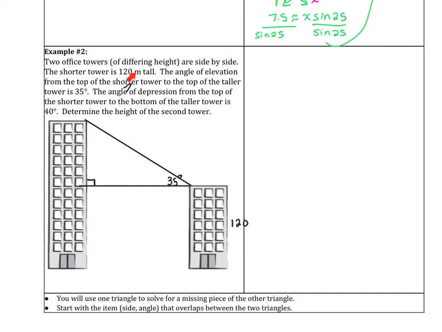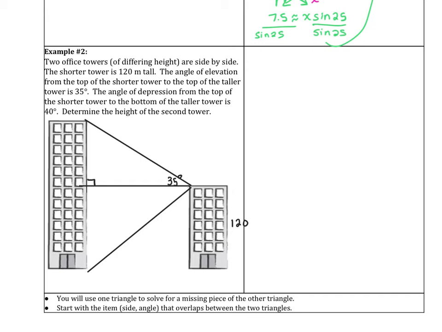Then it says the angle of depression from the top of the shorter tower, which is here, to the bottom of the taller tower, which is here. So now the angle of depression from here to here is 40 degrees. So what you want to remember is that the angle of depression goes from the horizontal line down.